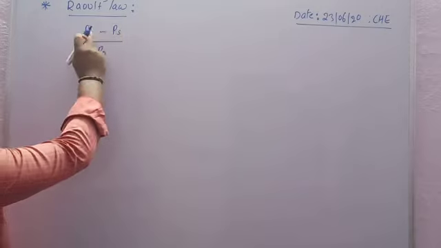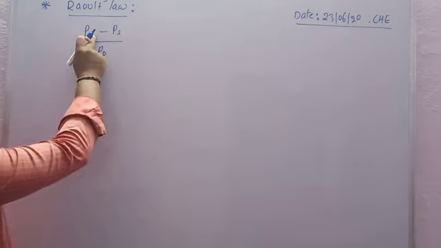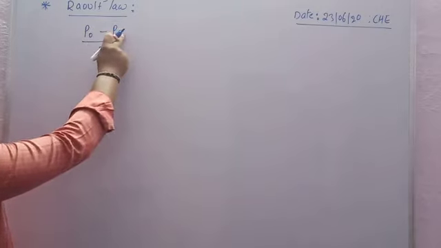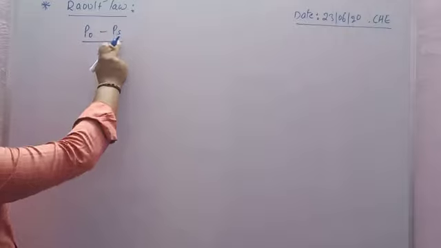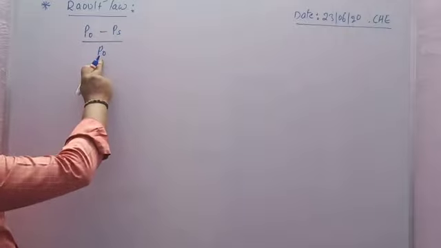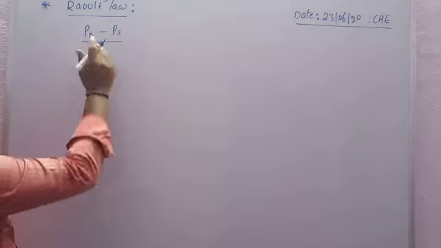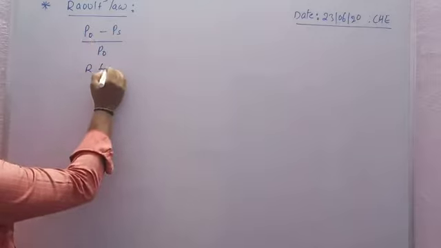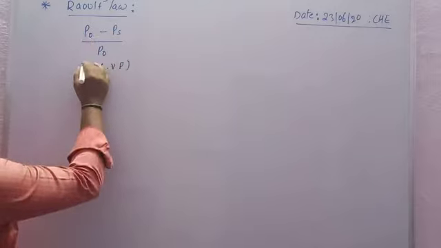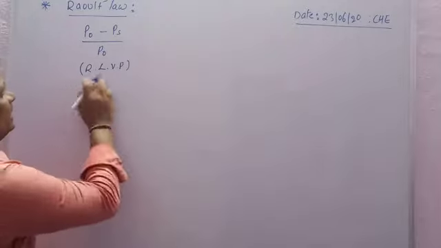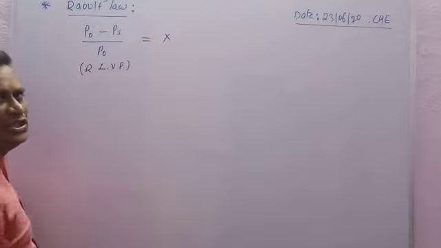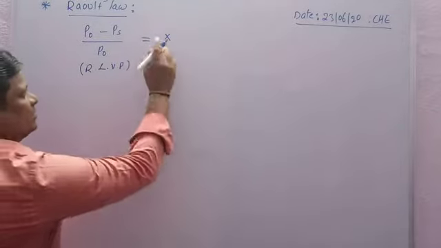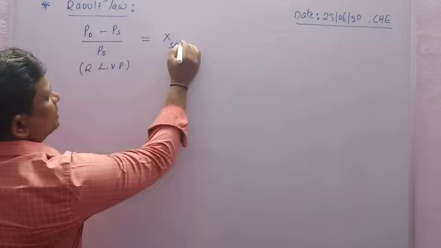The difference between the vapor pressure of pure solvent and the vapor pressure of solution is called the lowering of vapor pressure. It is denoted by delta P. Its ratio to the vapor pressure of pure solvent is called RLVP, relative lowering of vapor pressure. It is equal to the mole fraction, generally denoted with X, the mole fraction of solute.